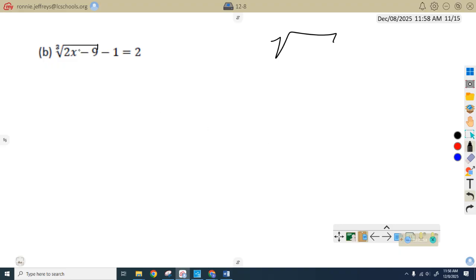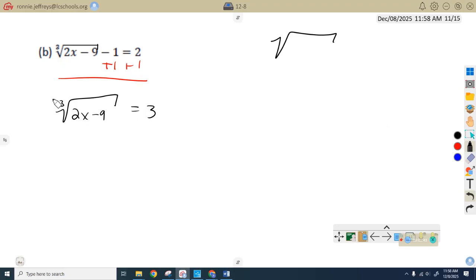All right, all of this is having 1 subtracted from it. So how do we get this 1 to the other side? Add it. So I'm going to add 1. So now I'm going to have the cube root of 2x minus 9 equals 3. That way I know, because I would have messed up and tried to put that minus 1 up underneath the radical when I was learning this the first time. All right. So now we've got it isolated.